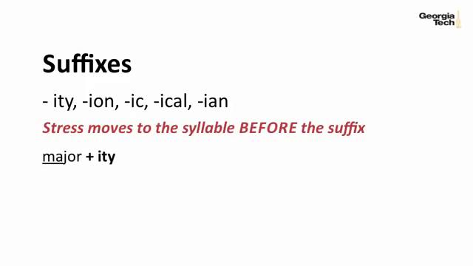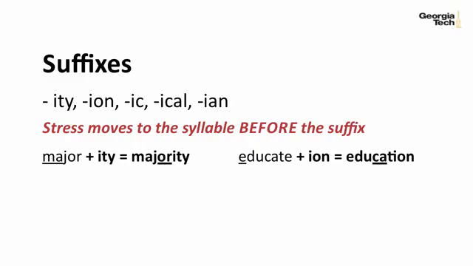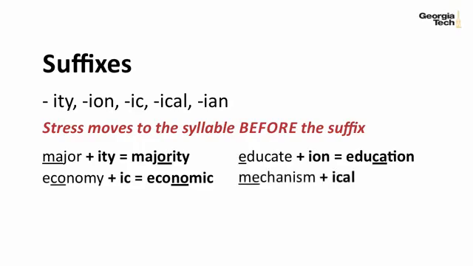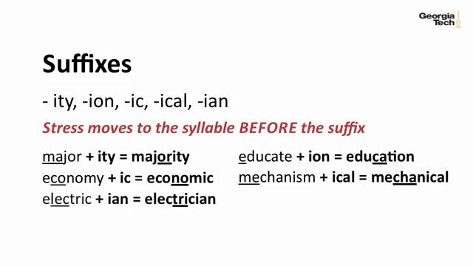Adding this to major, it becomes majority. Adding this to educate becomes education. Adding this to economy becomes economic. Adding this to mechanism becomes mechanical. And adding this to electric becomes electrician.